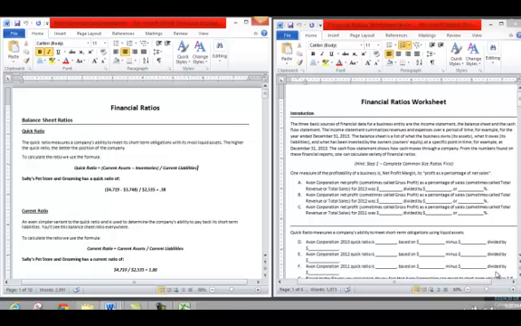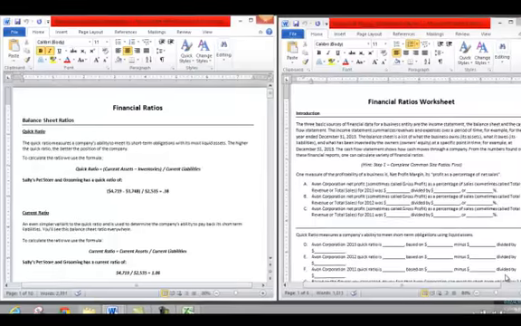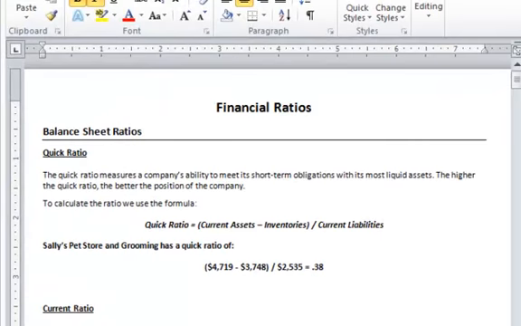As a business manager, it's important that you understand how ratios work. They are financial measures that determine the health of a company. Quick ratio, for example, in the document on the left, measures the company's ability to meet short-term obligations or bills that are due within a year. And it's based on the liquid assets that a company has.